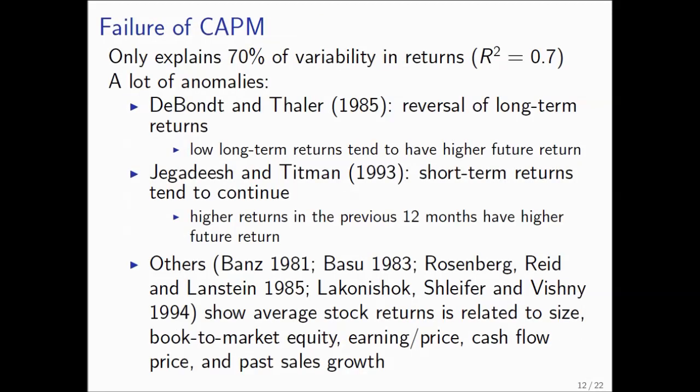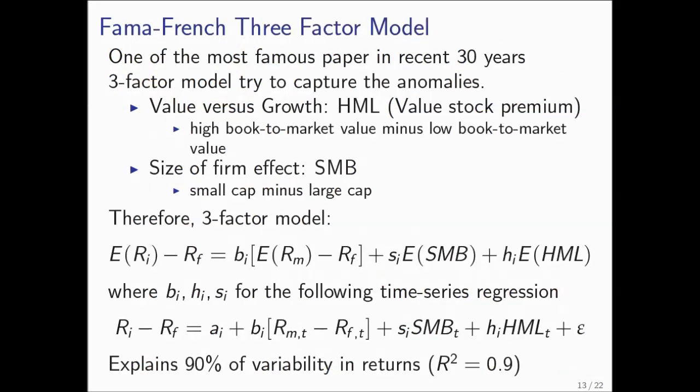And so CAPM is good as it explains 7% of variability. However, it does not explain everything. So there are a lot of anomalies. Say there's a reversal of long-run return: when today's return is low, then you have a higher future return, and the short-term return tends to continue. We call this short-run momentum. There are a lot of other things like book-to-market equity premium, size premium, earnings-price premium, cash flow premium, and past sales growth.